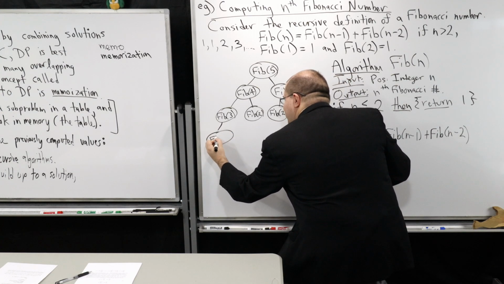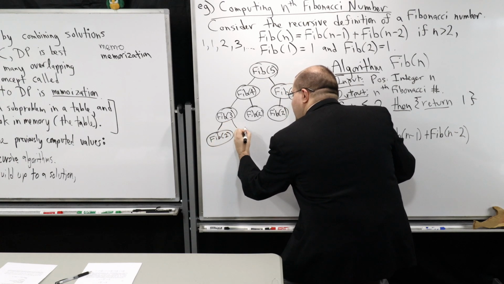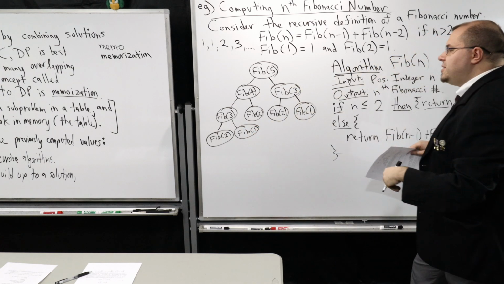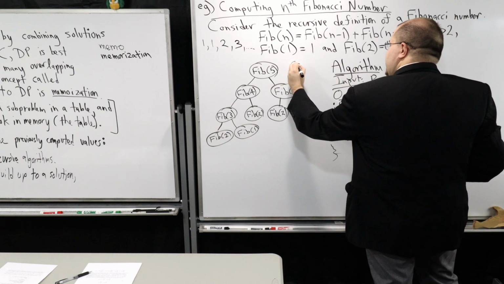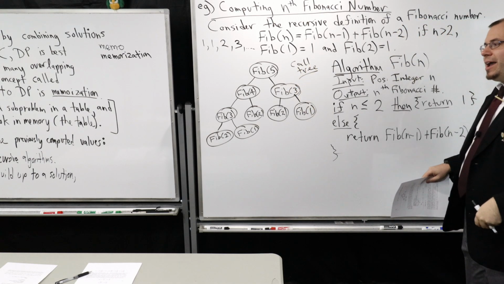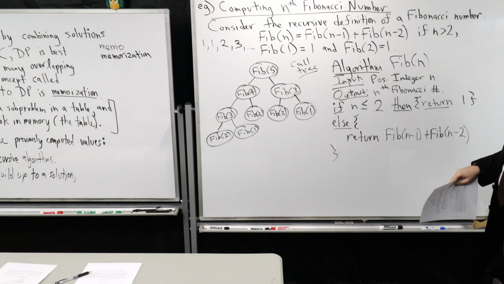I'm going to need, so I'm going to need fib of 2 and fib of 1 right here. So this would be an example of its call tree. So to compute fib of 5, I have to make all of these recursive calls.